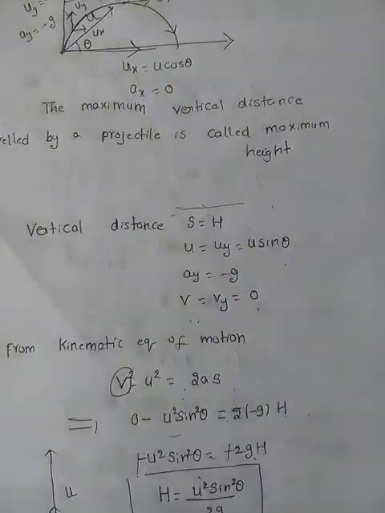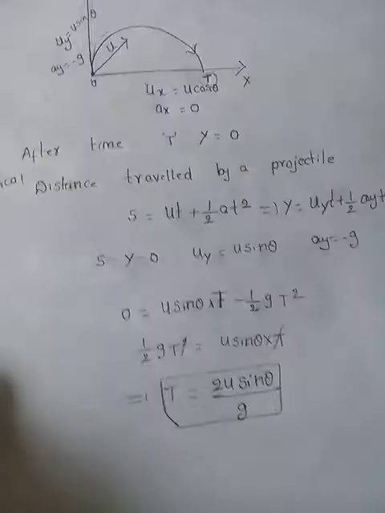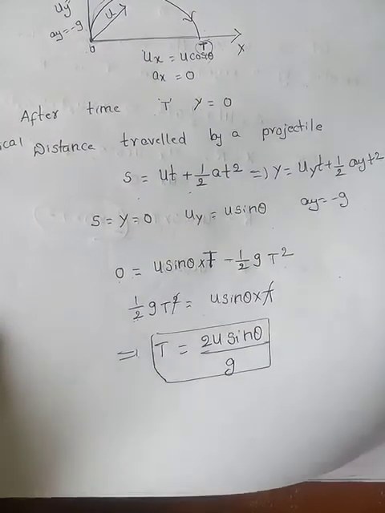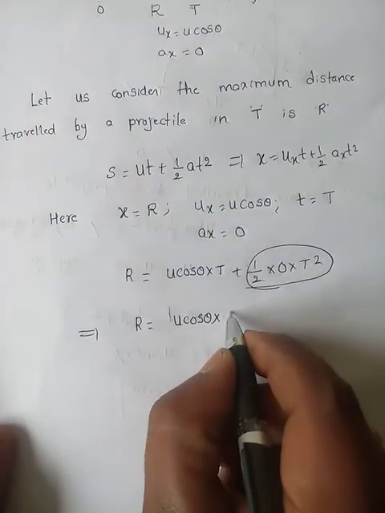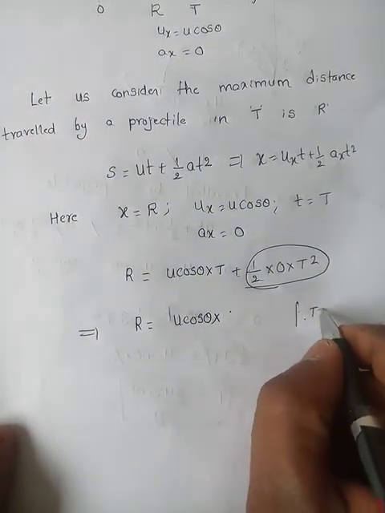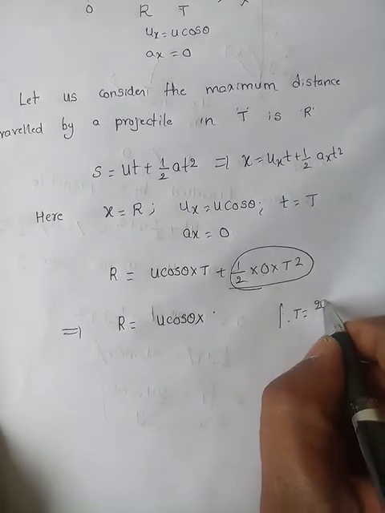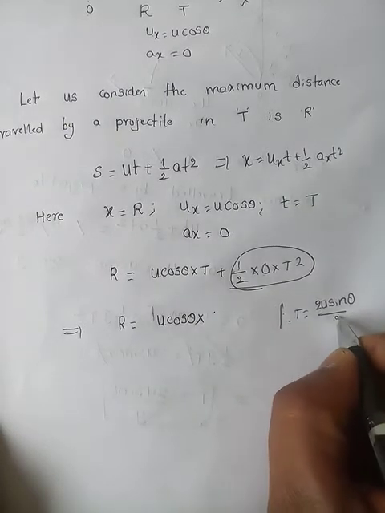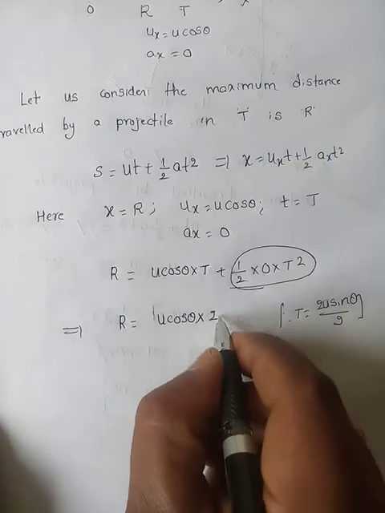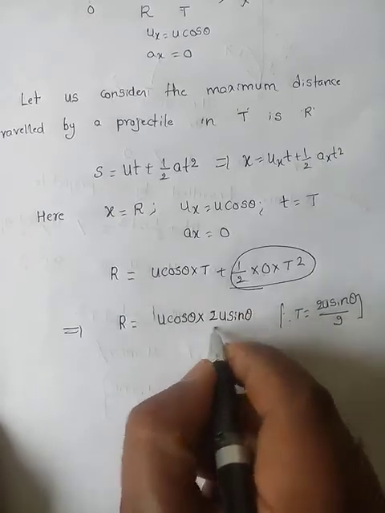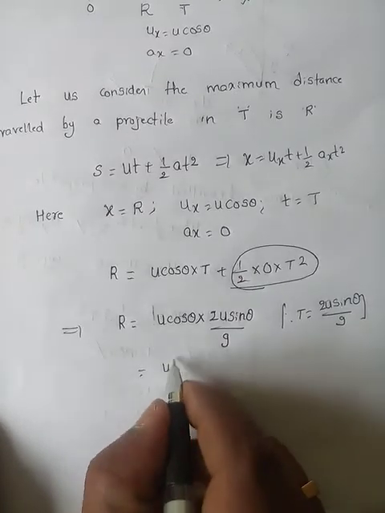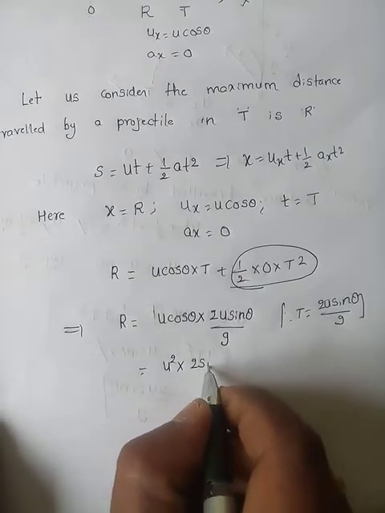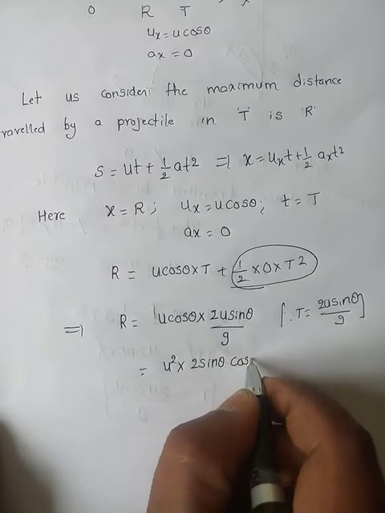What is time of flight? Time of flight t is equal to what you got? 2u sin theta by g. So I can write this as u into 2u sin theta by g, that is u square into 2 sin theta cos theta by g.